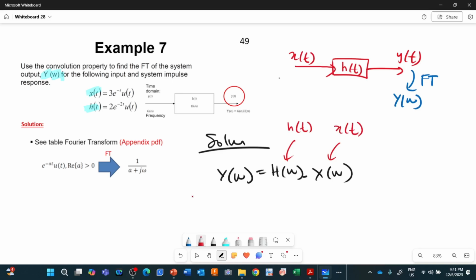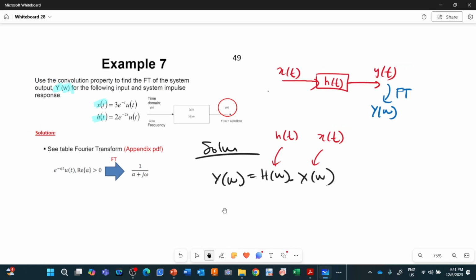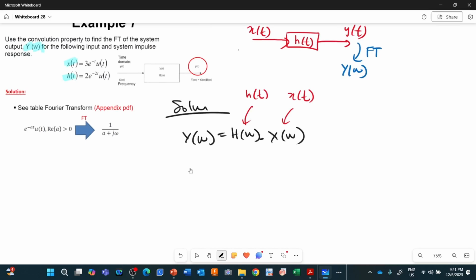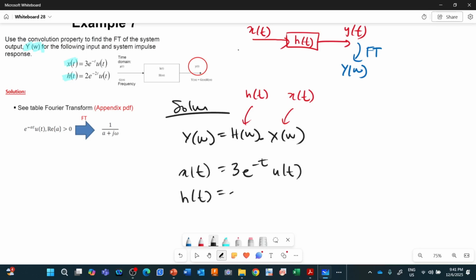From what I explained just now, if you want to convert from time domain to frequency domain, you need to use the Fourier transform table. Let's look at the first equation for x(t). x(t) is given by 3e^(-t)u(t), and h(t) is given by 2e^(-2t)u(t).